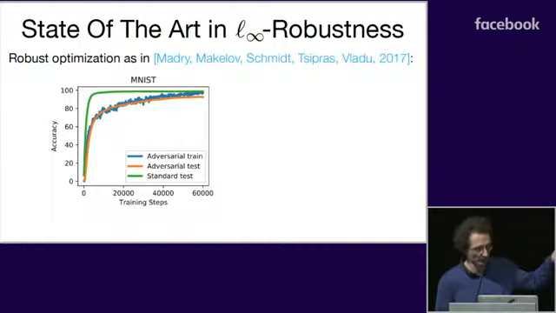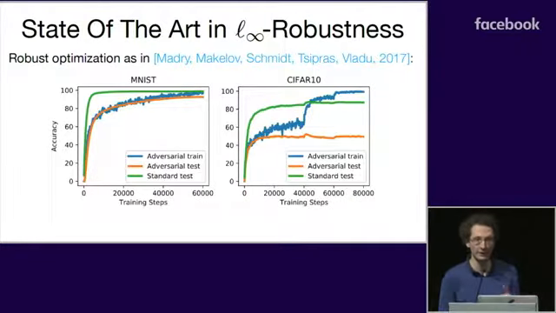And on MNIST, one of the two data sets we looked at, we see that things work out very nicely. In this plot, the x-axis is the number of training steps and the y-axis is accuracy, and throughout training, the adversarial train and test accuracy nicely track each other. This is exactly what you want if you want a model that generalizes well. And at the end of training, we do get good adversarial accuracy, about 90%, against a fairly strong adversary on this data set. But then, when we go to CIFAR10, things suddenly look quite different.